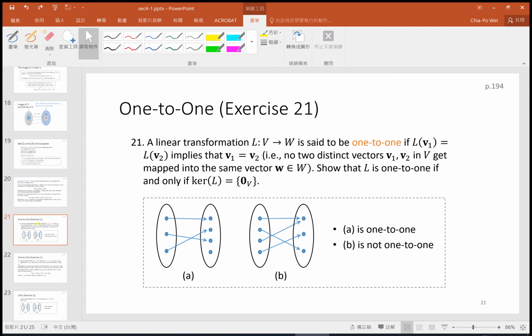At the bottom of the slide, there are two figures. Both represent a function. Figure A is a one-to-one function, while figure B is not a one-to-one function, because in figure B there are two distinct vectors that get mapped into the same vector W. So figure B is not a one-to-one function.